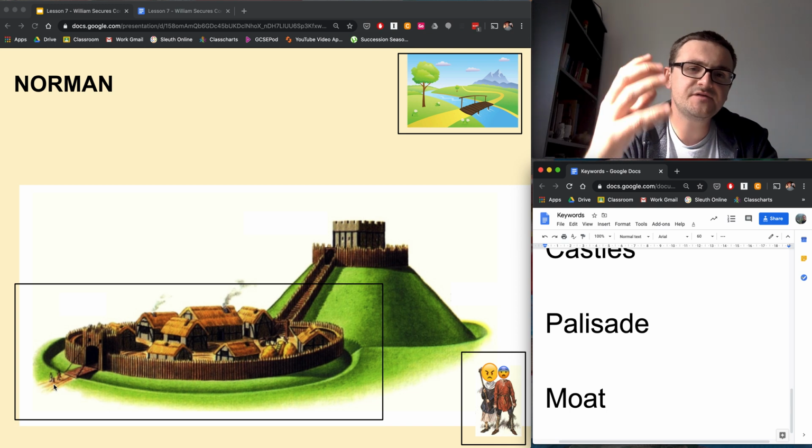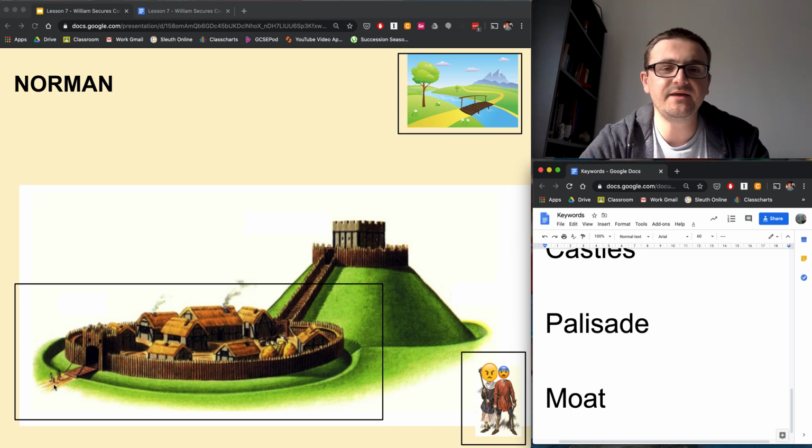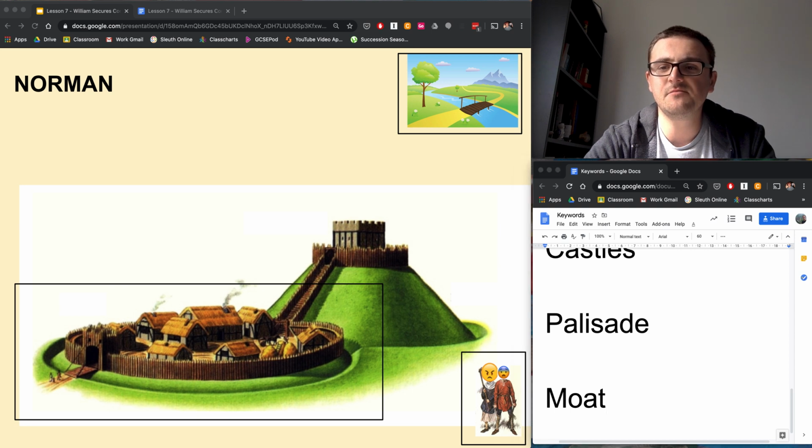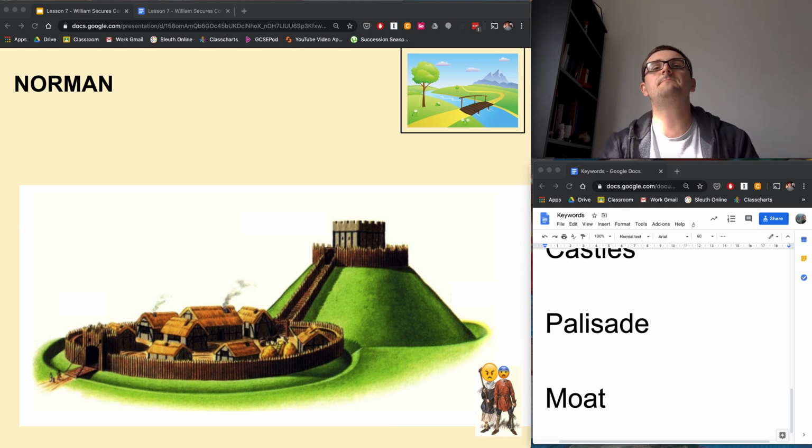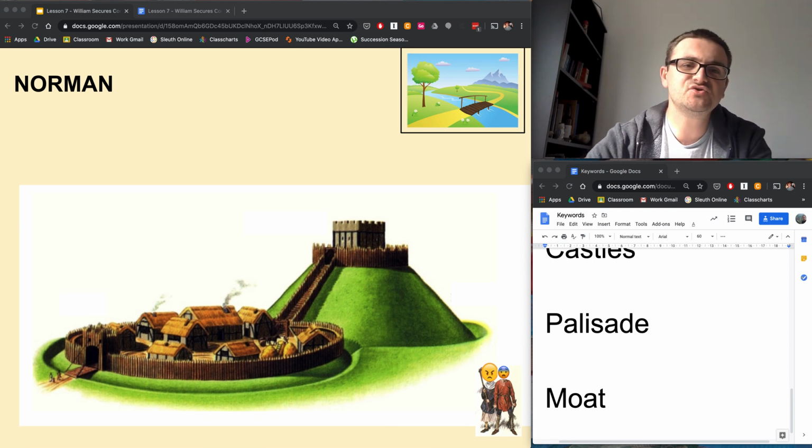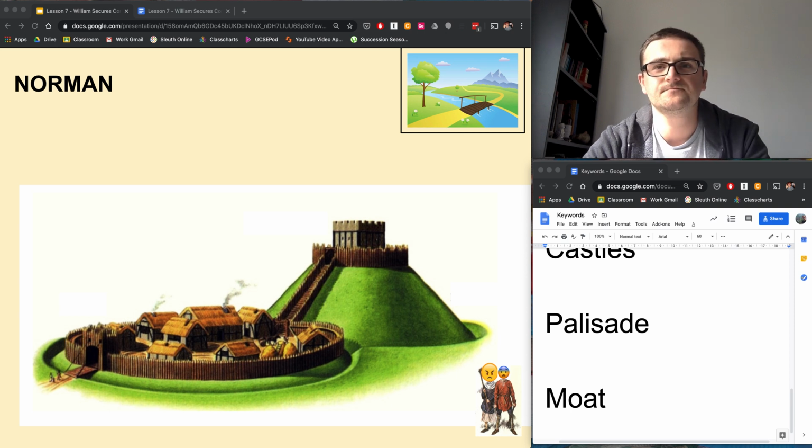And all of this structure of the Motte and Bailey Castle would be a very, very strong military base for the Normans. Now, these military Norman bases, these Motte and Bailey castles, would be built near important strategic locations.